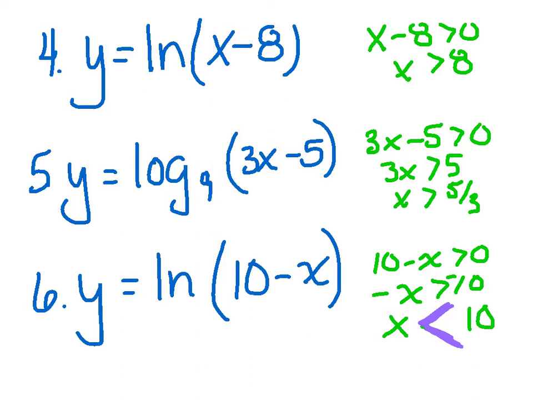You can run through mine and check. x minus 8 is greater than 0. Add the 8 over. Domain: x is bigger than 8. Add the 5, divide by 3, x should be greater than 5/3. Watch this last one here. If I subtract the 10, I have to divide by a negative, so make sure you flip the sign. So x is actually less than 10. Hopefully you're feeling good about domain.